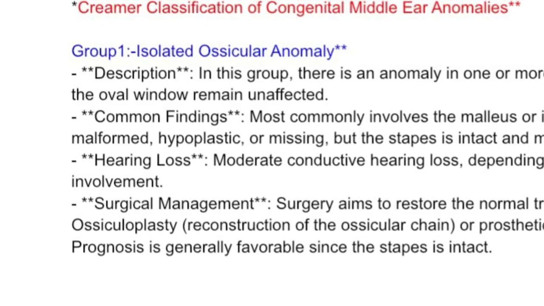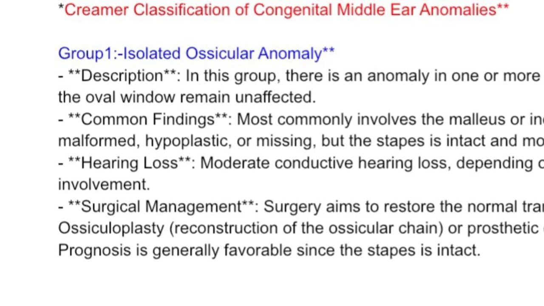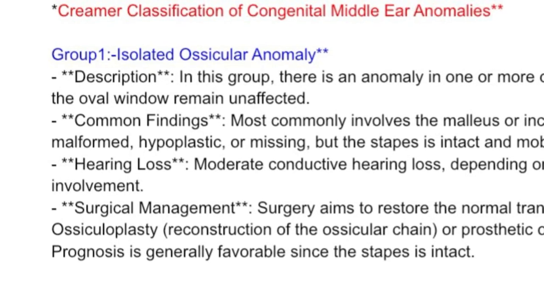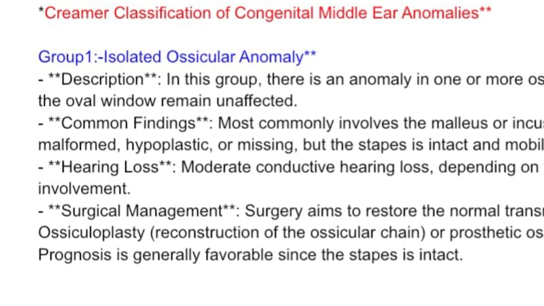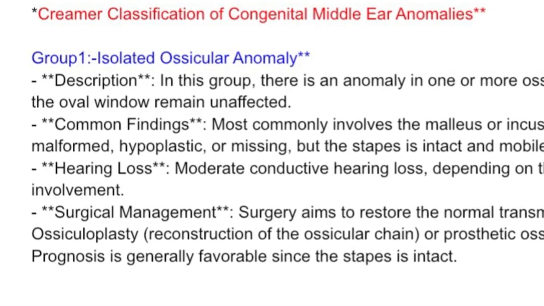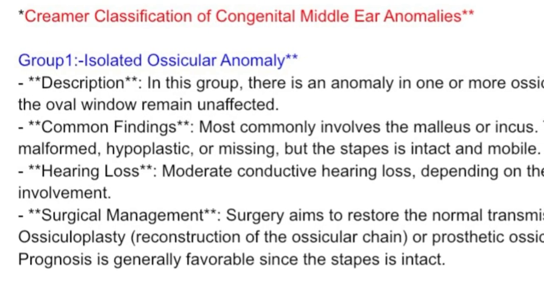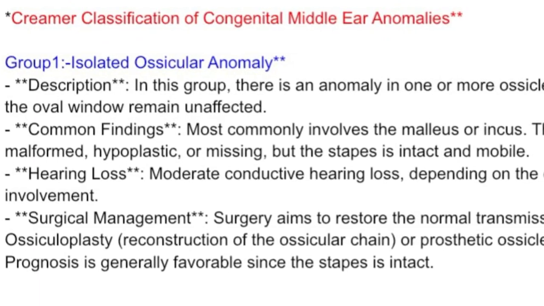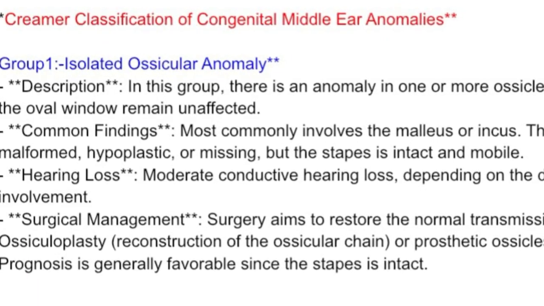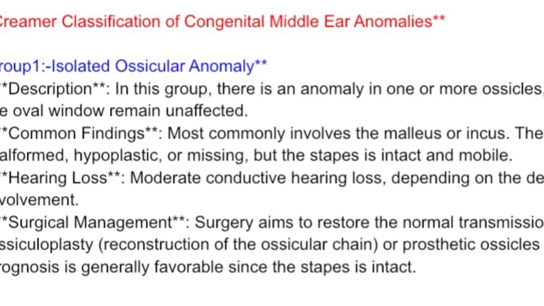Group I, isolated ossicular anomaly. In this group, one or more ossicles, usually the malleus or incus, are malformed or missing, but the stapes and oval window are intact. For example, a 12-year-old patient presents with moderate hearing loss. Imaging shows a hypoplastic malleus. Surgical reconstruction of the ossicular chain, such as ossiculoplasty, can often restore hearing since the stapes is unaffected.